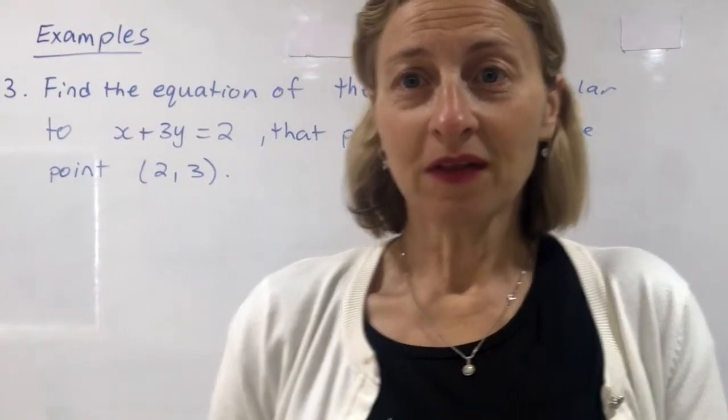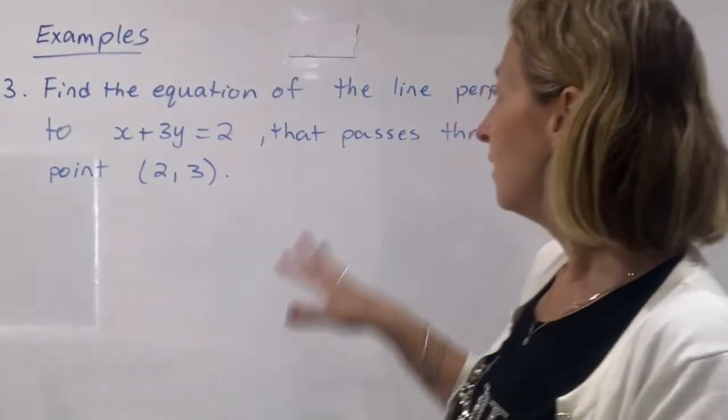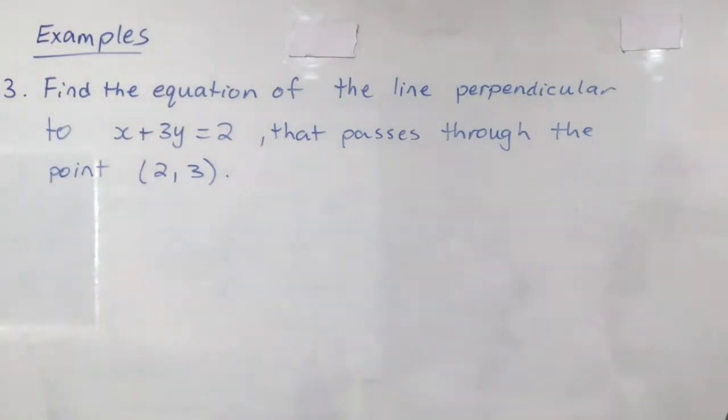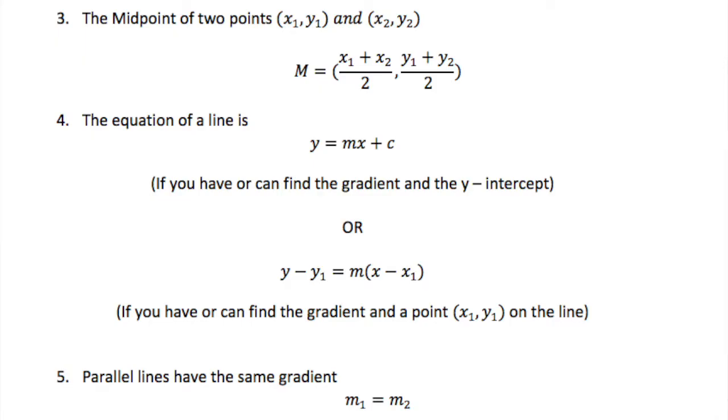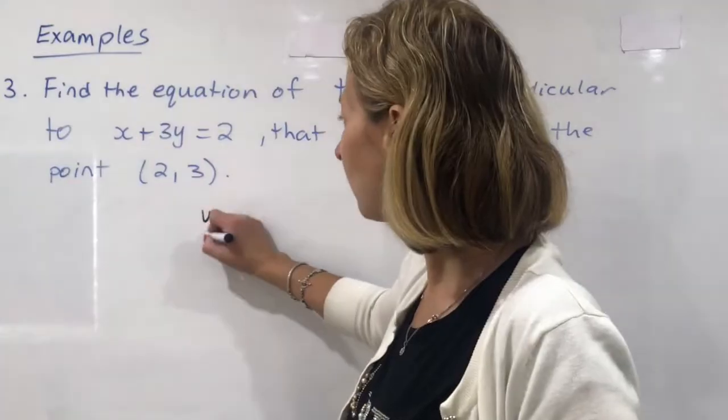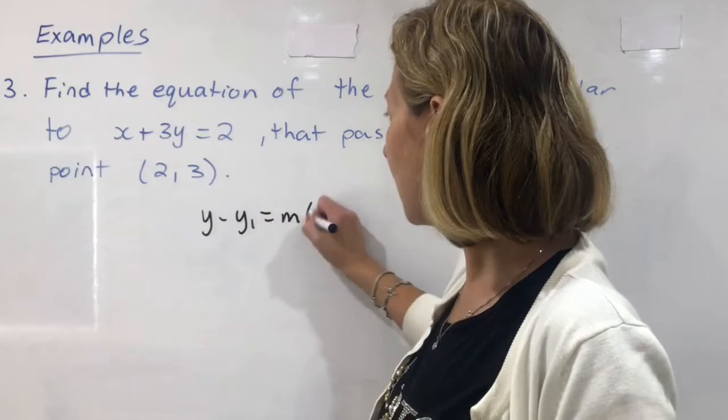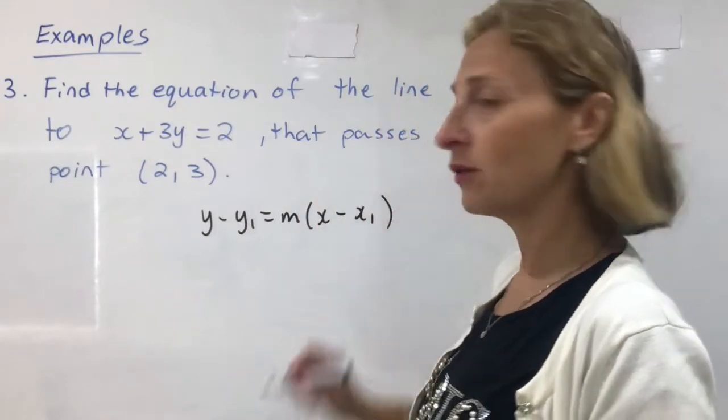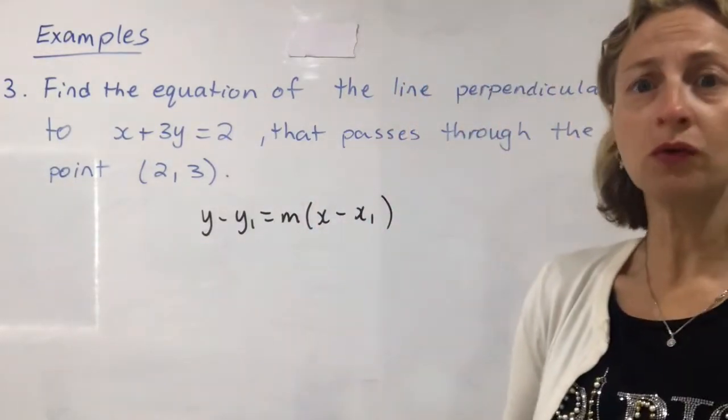All right, let's do one that seems like it's a little bit more complicated. Find the equation of the line perpendicular to x plus 3y equals 2 that passes through the point 2, 3. Again, what are we asked to find? The equation of a line. And we know to find the equation of the line we use rule number 4, which is y minus y1 equals m(x minus x1).